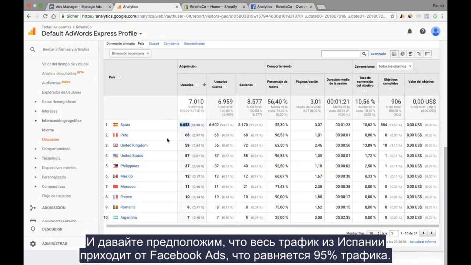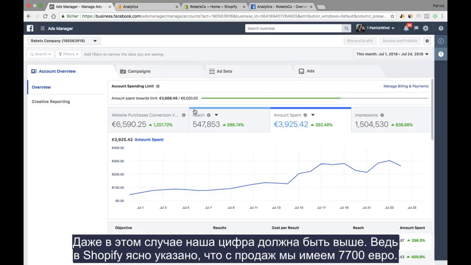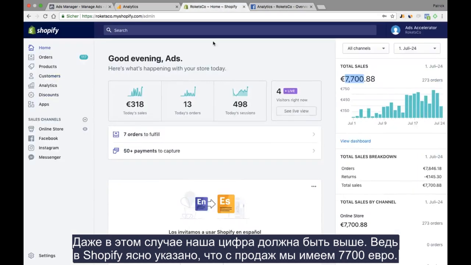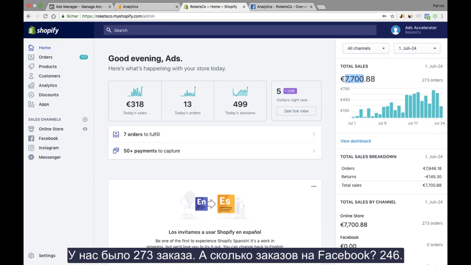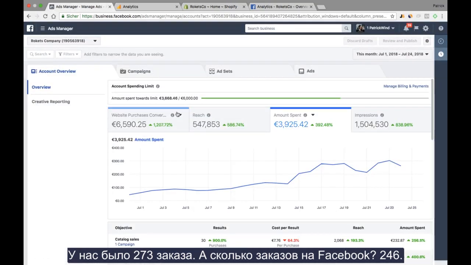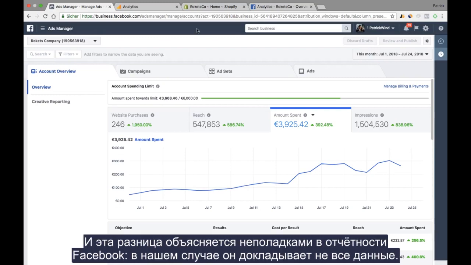And let's assume that the entire traffic from Spain comes only from Facebook ads, which is 95% of the traffic. We can strongly say that actually this number should be higher, because in Shopify we clearly see that we actually got 7,700 euros in sales. There were 273 orders, and here how many orders do we have? 273 versus 246. So this delta, the difference between them, is the discrepancy in reporting. Okay, so Facebook is under-reporting in this case.